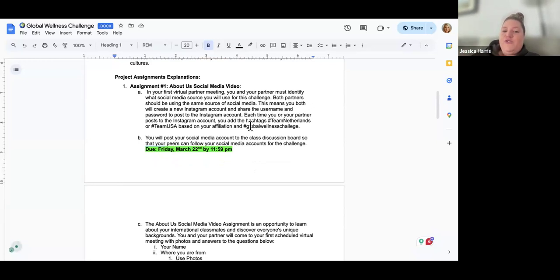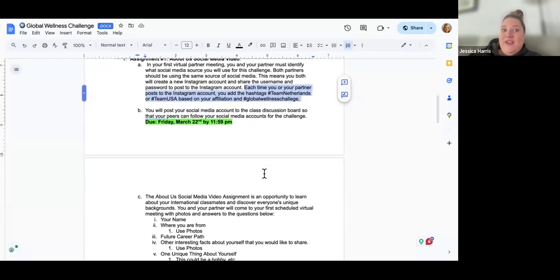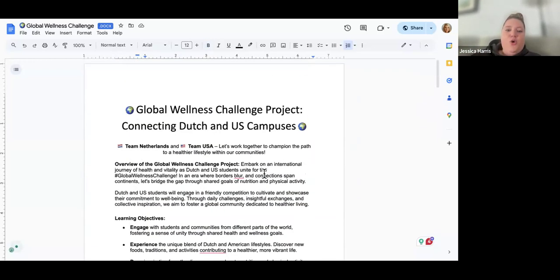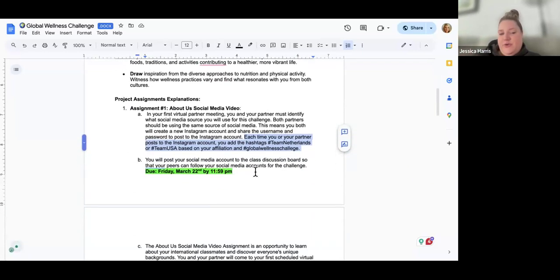And they also were using hashtags, right? So we had them use hashtags each time their partner posted or they posted on the Instagram account. It was Team Netherlands or Team USA based on their affiliation, but ultimately Global Wellness Challenge. So we could see through the hashtags what they did throughout that process. So when we talk about the COIL modules and what the COIL project is, overall, the COIL project was the Global Wellness Challenge, and each module was a specific assignment, which I'll get to as well.